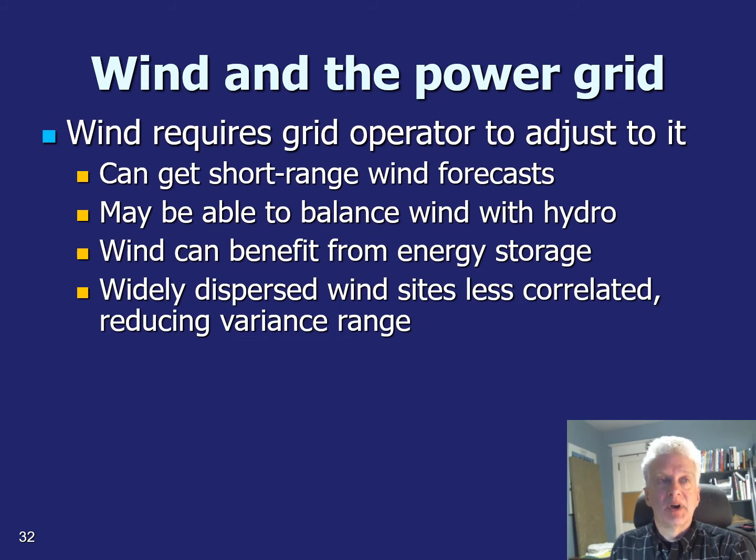So because wind is varying, it's another input that the grid operator needs to adjust to, just as they already adjust for varying demand. You can get short-range wind forecasts, and you may also be able to balance wind with hydroelectricity, as we discussed. Wind could benefit quite significantly from being able to be paired with energy storage systems such as batteries. And if you have widely dispersed wind sites, the correlation between them is reduced, and that means that wind will tend to have a statistical average of being completely unavailable far less often.